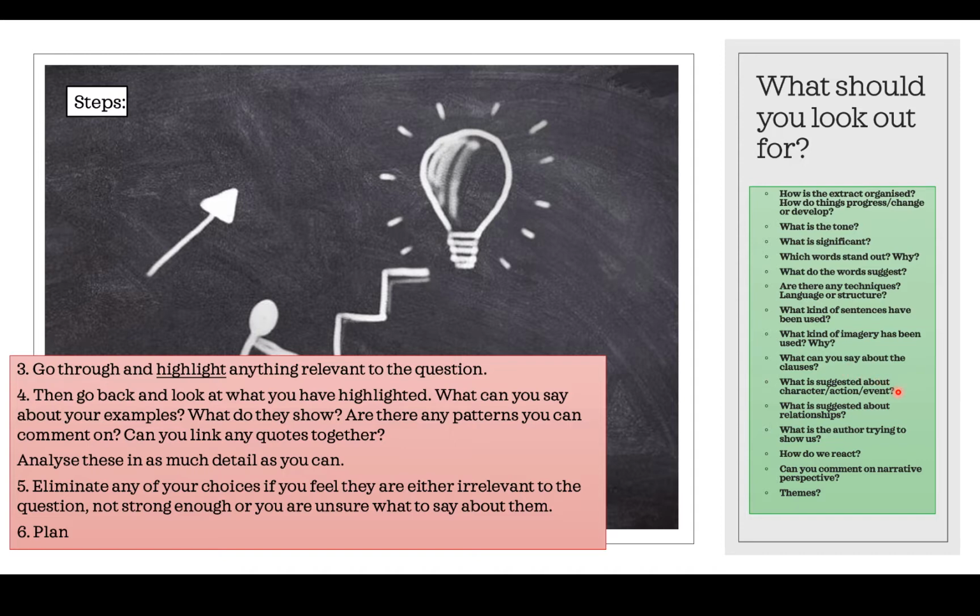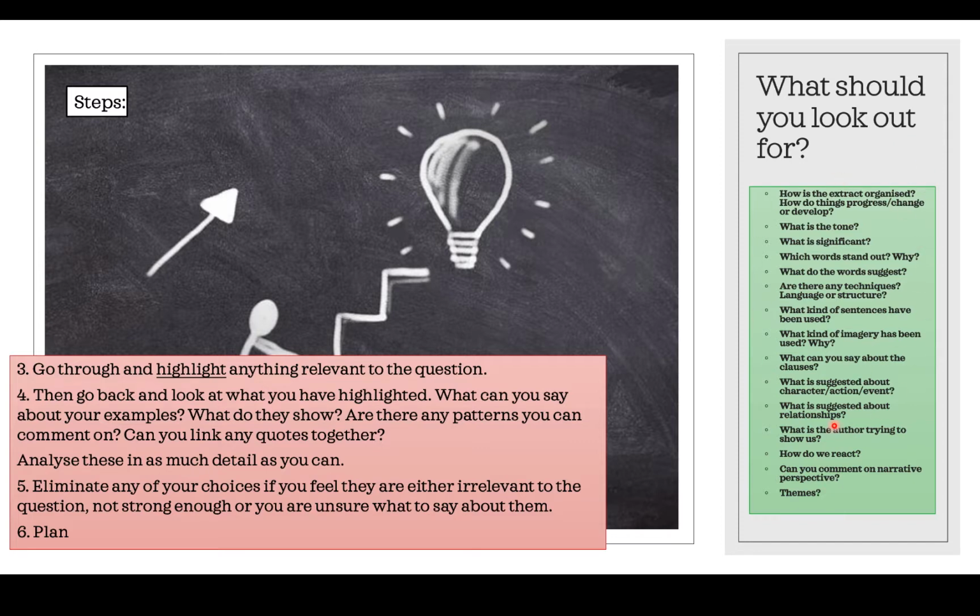What is suggested about the characters or the actions or the events? What is suggested to you about relationships? Are the relationships strong here? Are they fraught? Is there conflict? What is the author trying to show you about characters, actions, events, and relationships? How do you react as a reader? How are you supposed to react? Can you comment on narrative perspective? This links back to form. Can we comment on Jean as a narrator here? And are there themes that stand out to you that you can comment on?